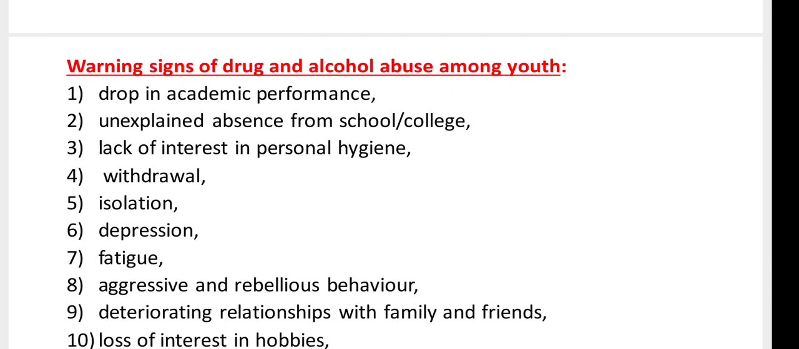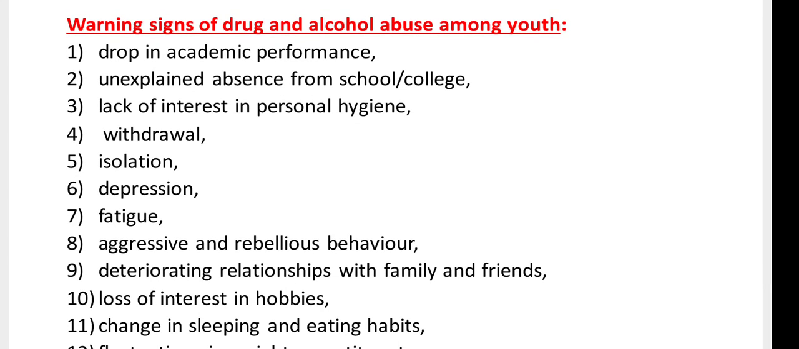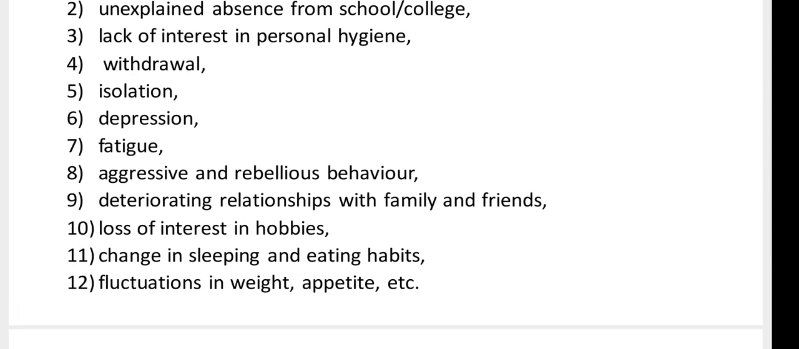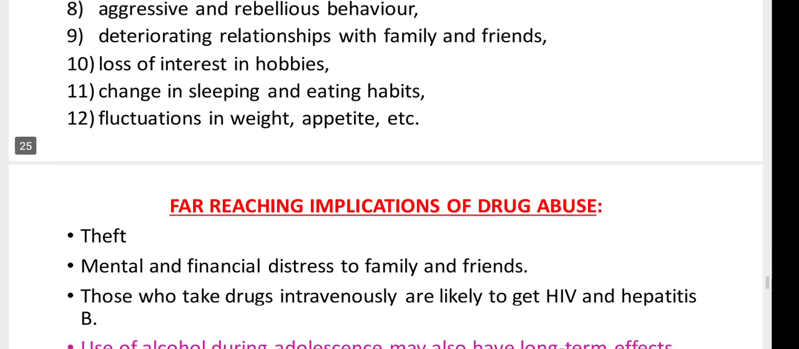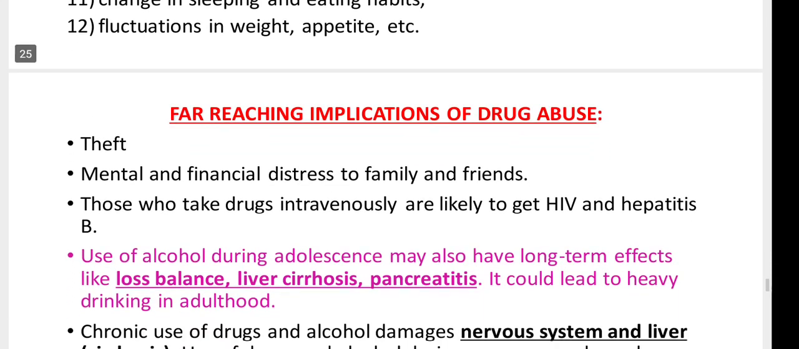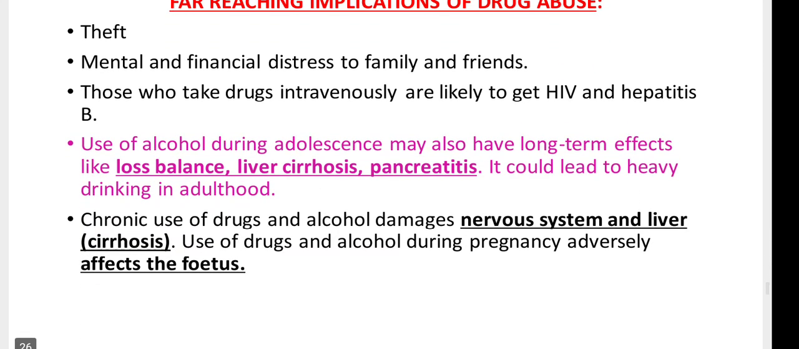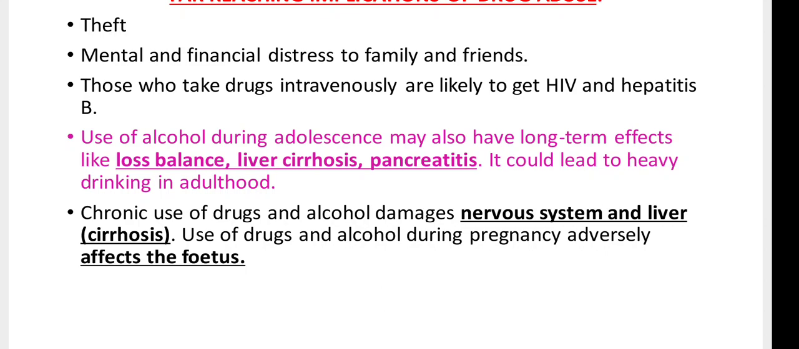So these are certain warning signs of drugs and alcohol use. Among them: a drop in academic performance, unexplained absence from school and college, lack of interest in personal hygiene, withdrawal, isolation, depression, fatigue, aggressive and rebellious behavior, loss of interest in hobbies, change in sleeping and eating habits, fluctuation in weight and appetite, etc. Far-reaching implications of drugs include theft, mental and financial distress, and family and friend problems. Those who take drugs intravenously are likely to get HIV and hepatitis B.